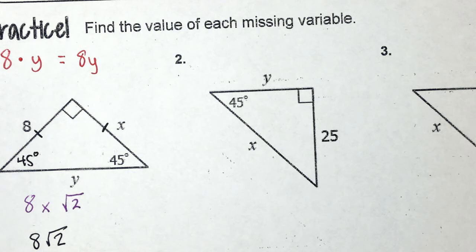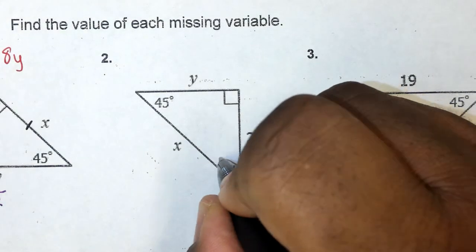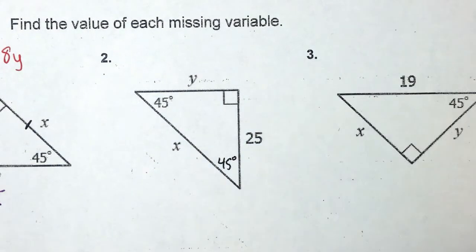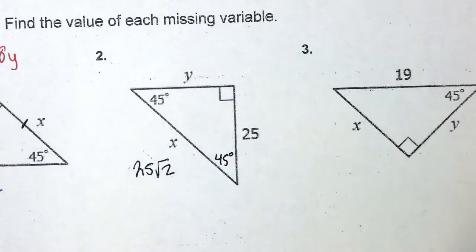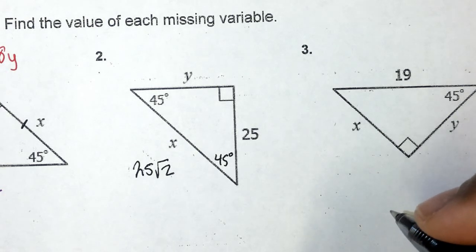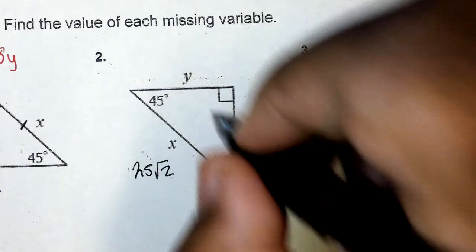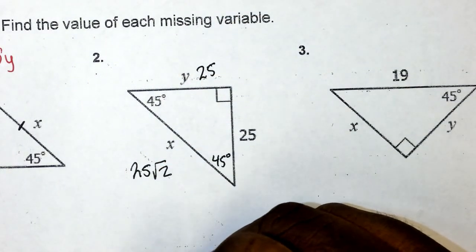Number 2, Zach wants to find x and y. This is a 45, 45, 90 triangle. Zach, what's the value of x? $25 radical 2. Thank you. What's y? Just 25. Some of them will be this easy.